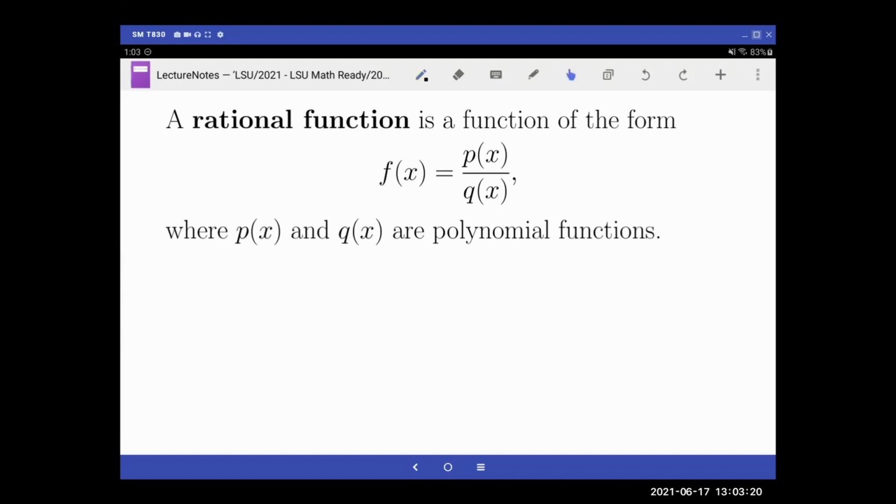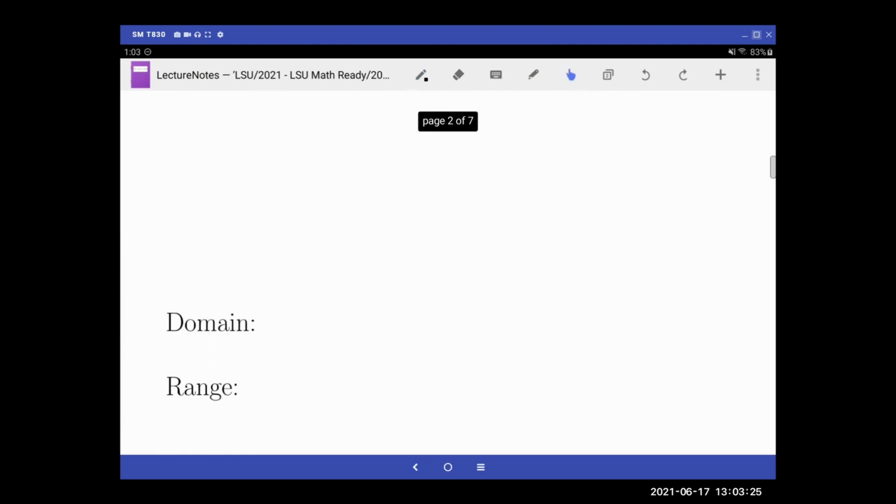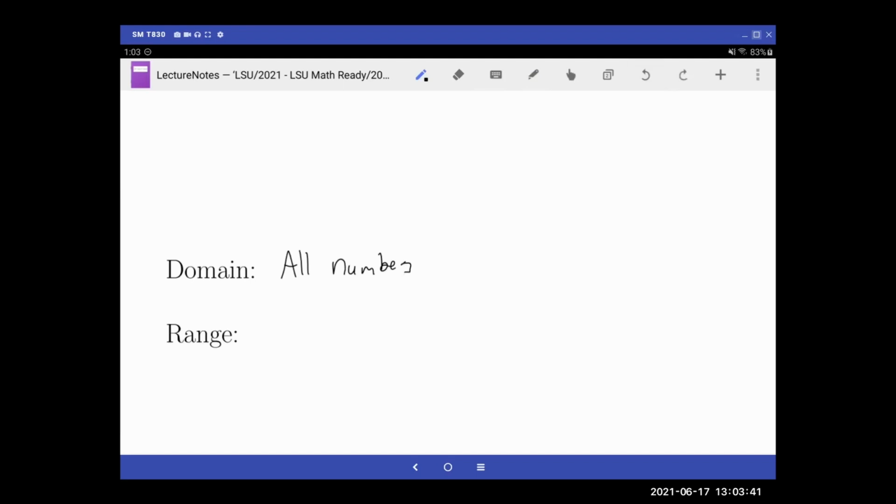Okay, so one thing to keep in mind whenever you're discussing rational functions are the domain and the range. Of course, the domain is going to be all real numbers, so say all numbers, where the denominator is not equal to 0. That's the only thing we're watching out for. Anything that makes that denominator equal 0, we will exclude from our domain. Otherwise, we're pretty much good.